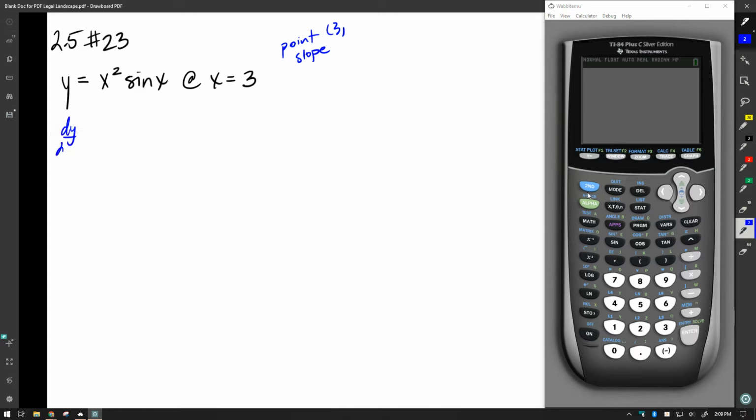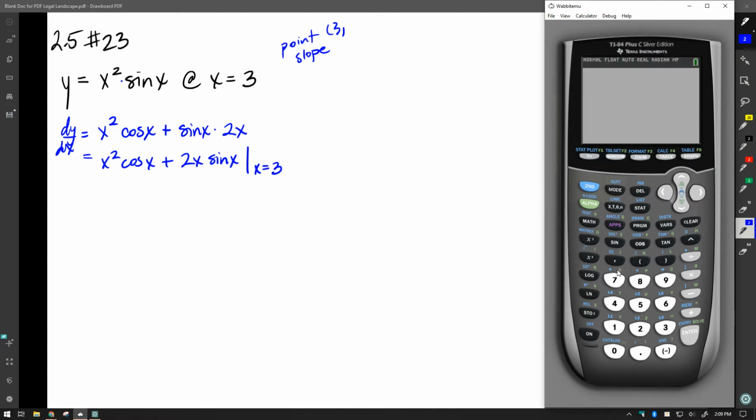So dy/dx is going to be found with the product rule. So that would be x squared, the first function, times the derivative of the second, so cosine x, plus the second function sine of x times the derivative of the first function 2x. So right now I'm looking at x squared cosine of x plus 2x sine of x. So we want to evaluate this where x is equal to 3.